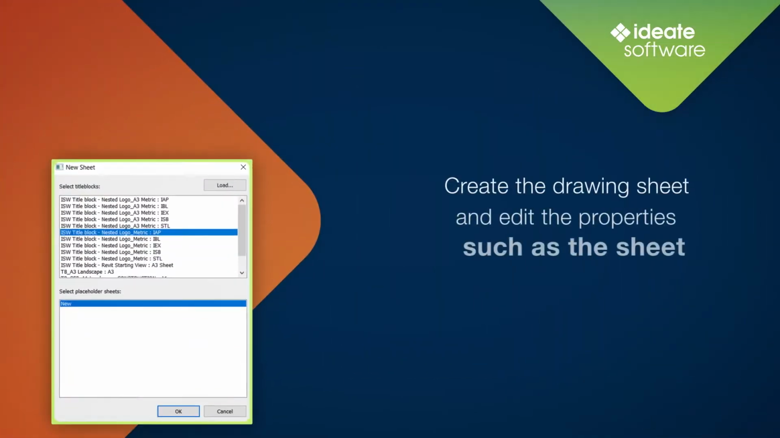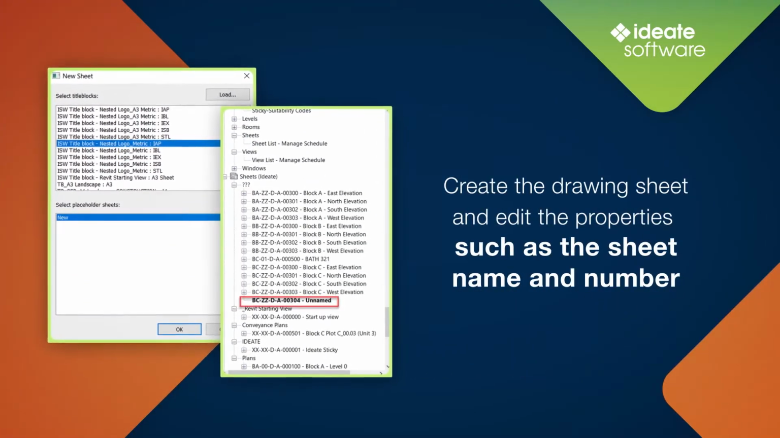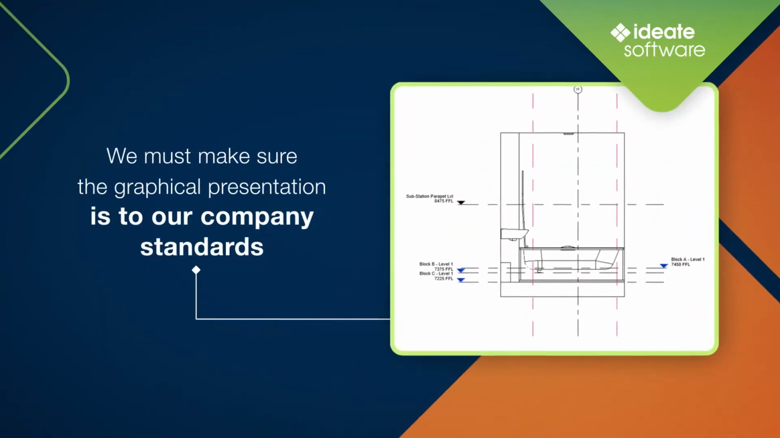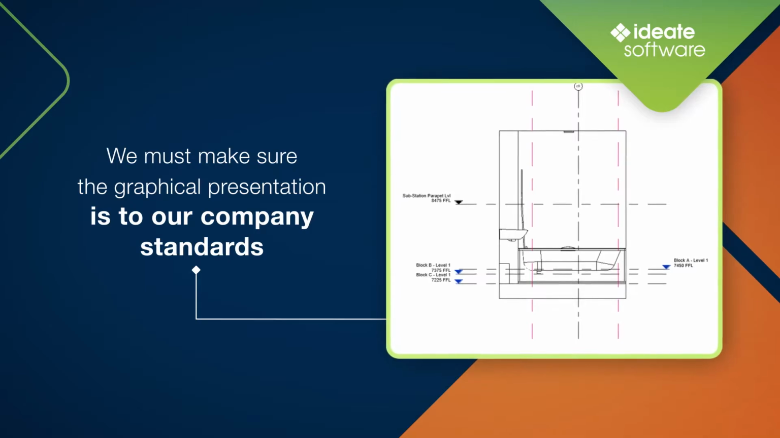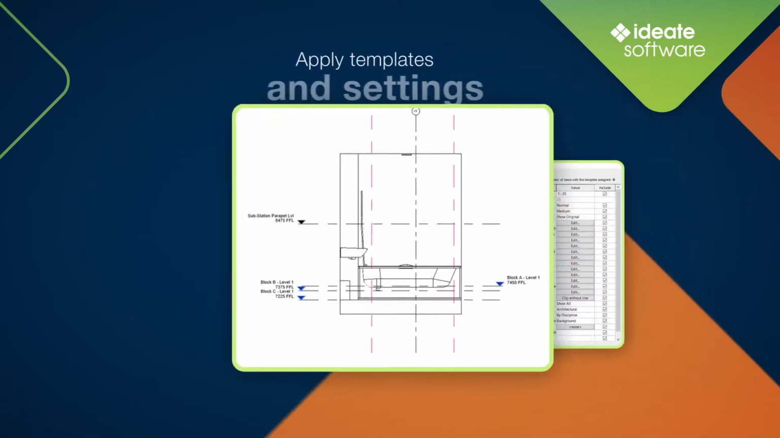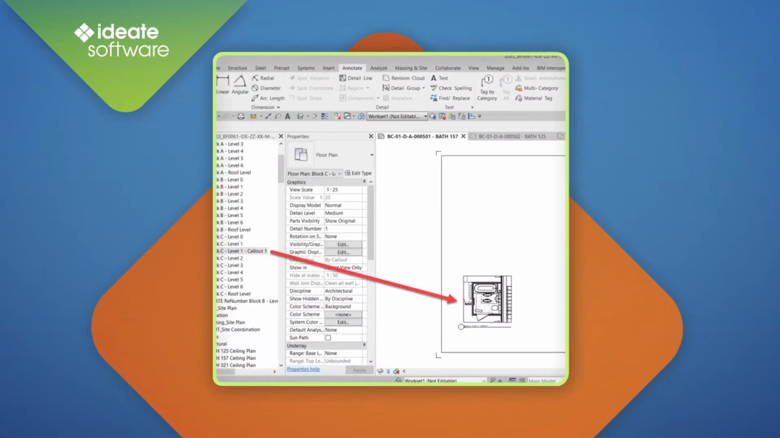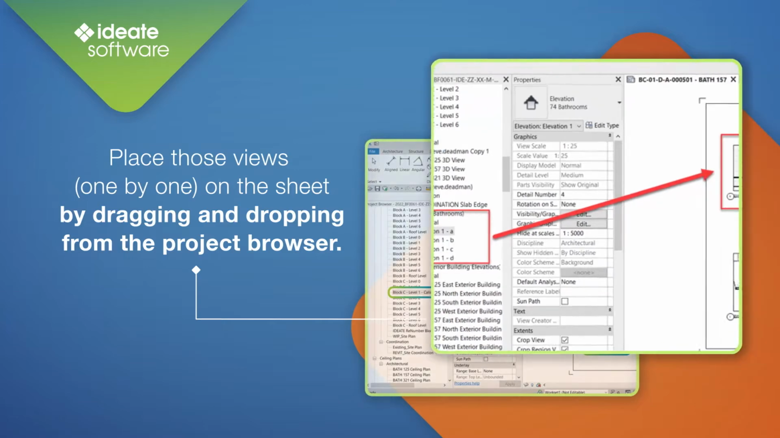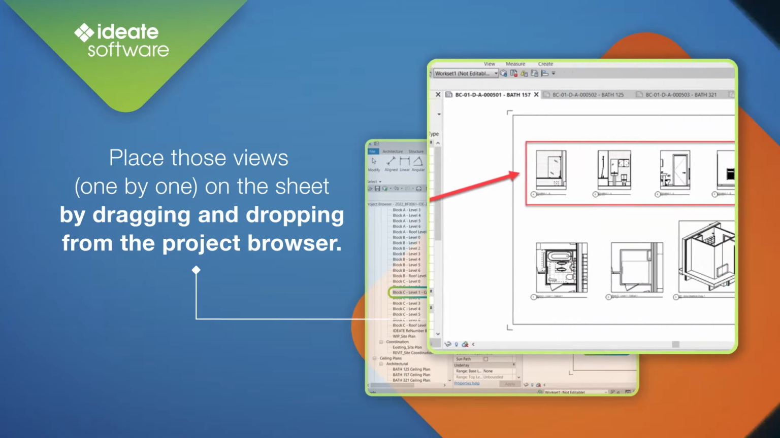The next step would be to create the drawing sheet and edit the properties such as the sheet name and number. Before placing the views on the sheet, we must make sure the graphical representation is to our company standards, setting the view scale and applying any view templates. After we've created all the views we need for the drawing, we then have to place those views one by one on the sheet by dragging and dropping from the project browser.